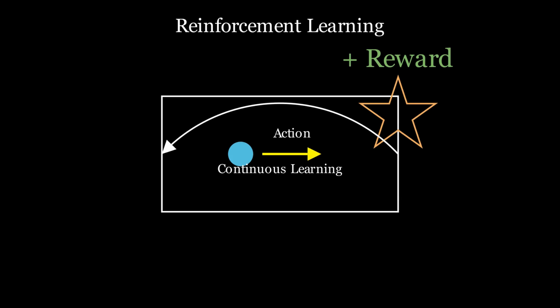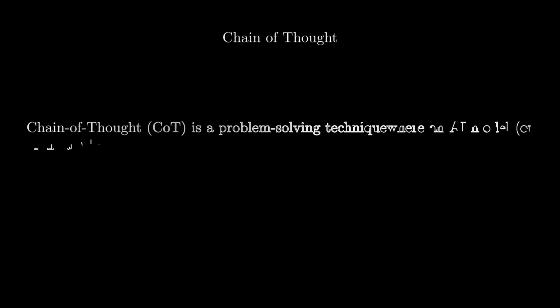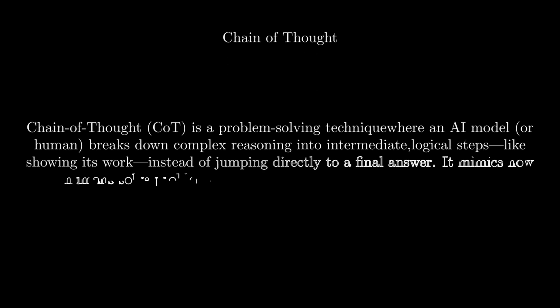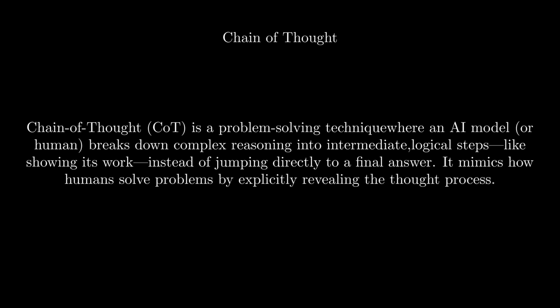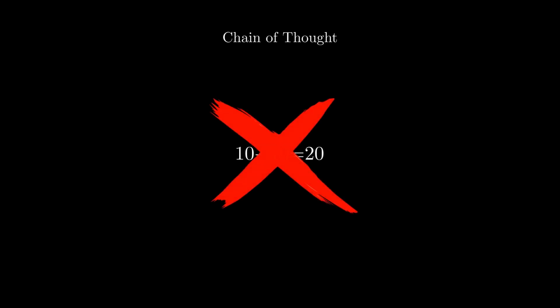Okay, now we've finished reinforcement learning. Now let's go to the chain of thought. The chain of thought is a problem-solving technique where an AI model or human breaks down complex reasoning into intermediate logical steps, showing its work instead of jumping directly to a final answer. It mimics how humans solve problems by explicitly revealing the thought process. For example, 10 plus 10, we don't know what it is, so we just randomly put 20. Well, this is kind of wrong. I mean, it's not wrong, but there are cases where it might be wrong.